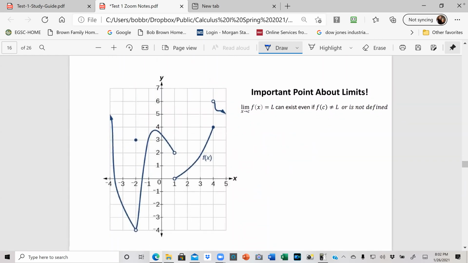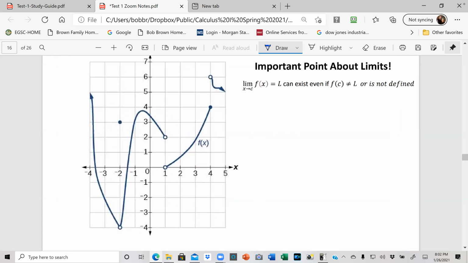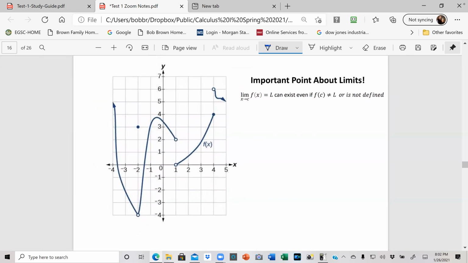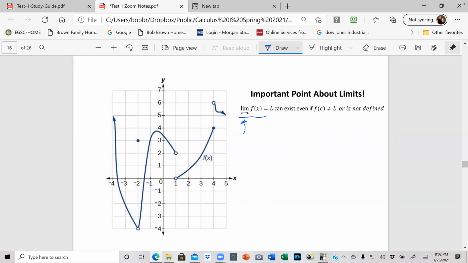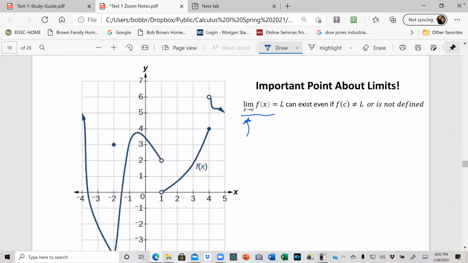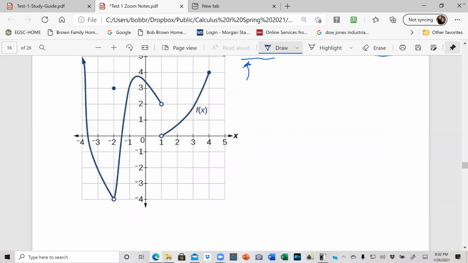Now, an important point about limits we just mentioned: the limit of f of x as x approaches a point C can be equal to L. That limit L can exist even if f of C is not equal to L or it's not defined. A case in point, we just saw the limit here was going to be 4, but f at -2 was 3, not equal to the limit.